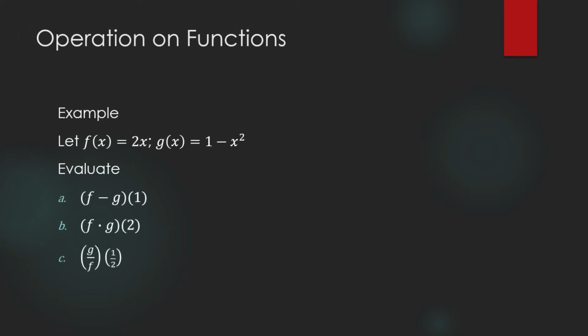Example. So suppose f(x) is equal to 2 times x and g(x) is equal to 1 minus x squared. Let us evaluate the following functions: (f - g)(1), (f · g)(2), (g/f)(1/2).